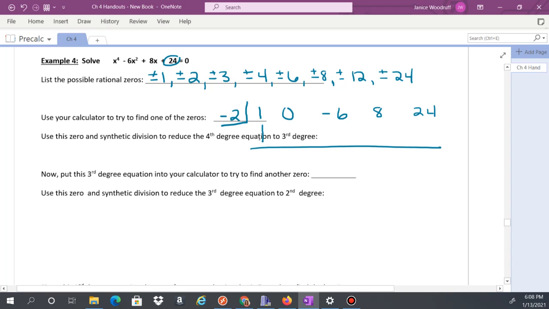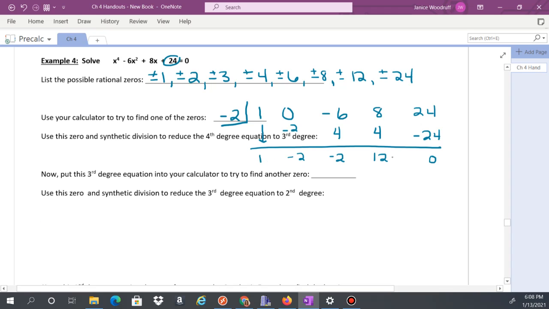So first thing I do is bring down my 1. Then 1 times -2 will give me a -2. 0 minus 2, -2. -2 times -2 will give me a +4. Then -6 plus 4 will give me -2. Then -2 times -2 will give me a +4. 8 plus 4 will give me 12. 12 times -2, -24. And here I get 0. Okay, so I have 0, which means I found the correct one.